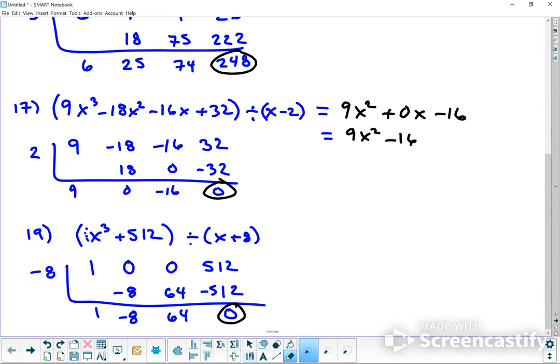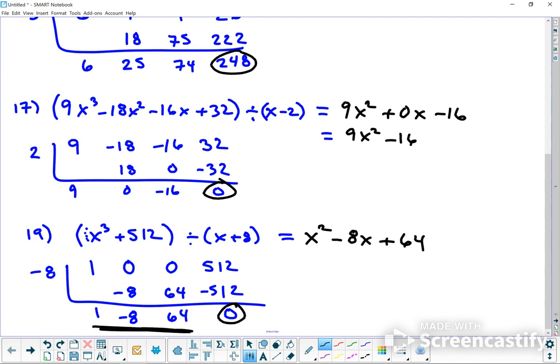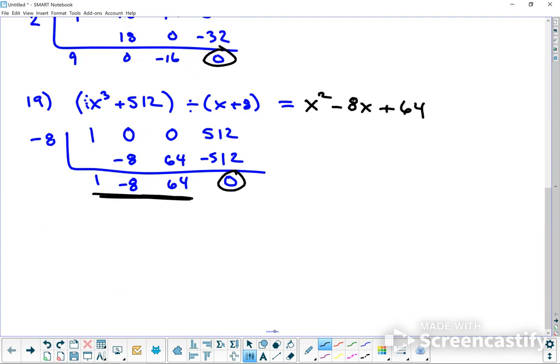Which means that we have a linear factor that divides evenly into this polynomial. The answer should be, so it's a 1 and it's x to the third, so it'll be 1x to the second minus 8x plus 64. Okay, I'm using these numbers down here as my coefficients, or the numbers in front. Coefficients are numbers in front of each term. Okay, that's number 19.